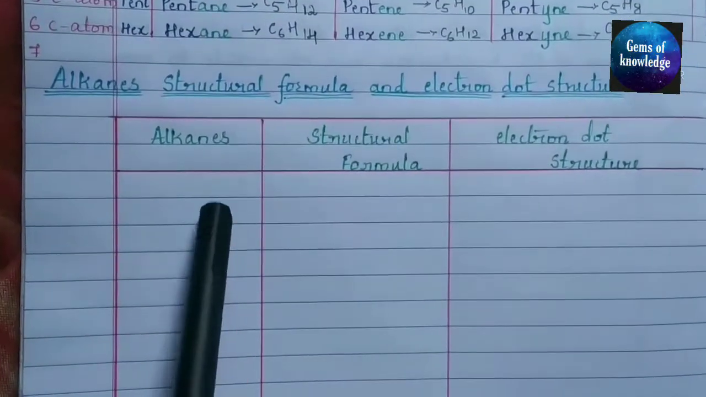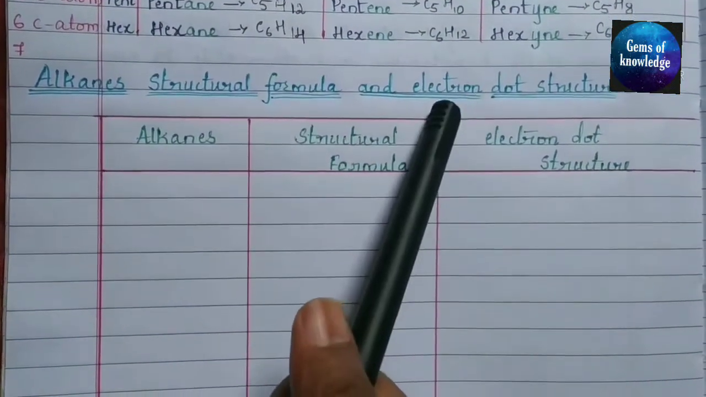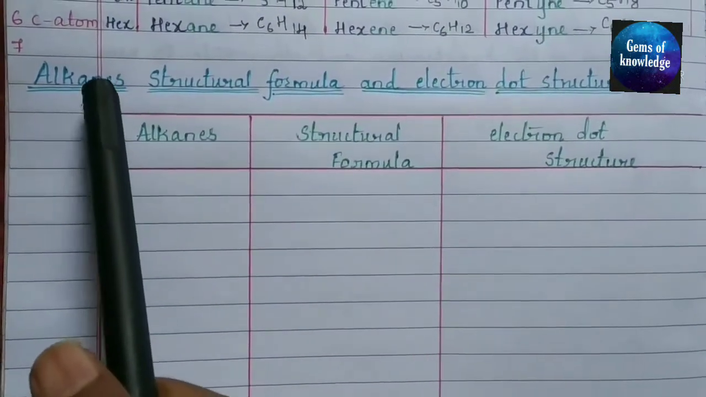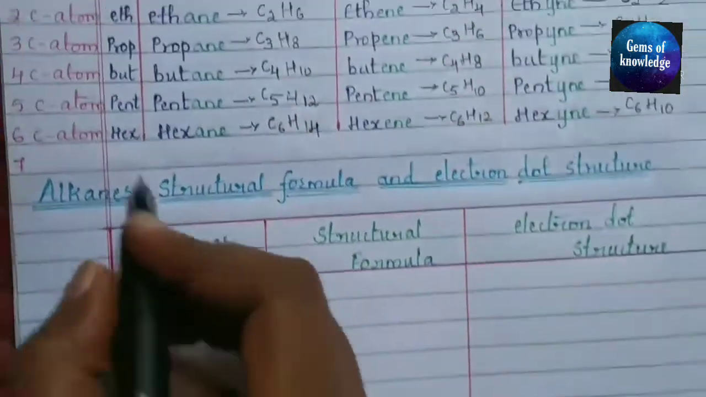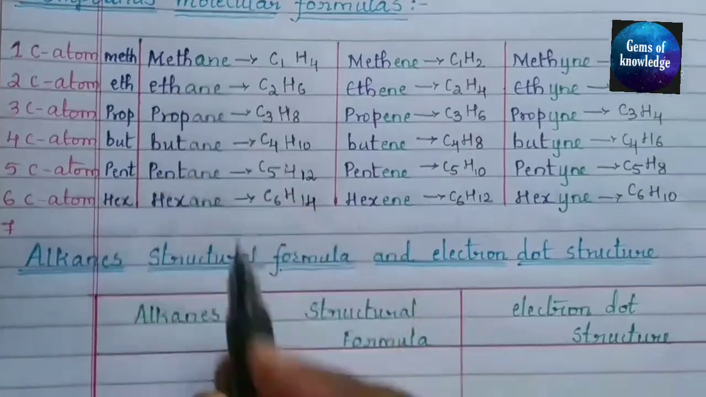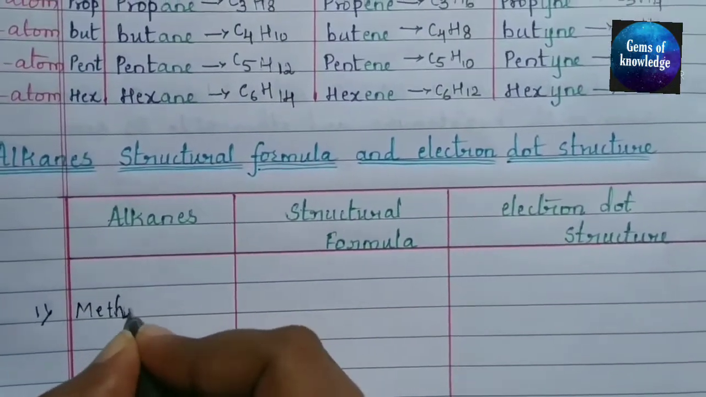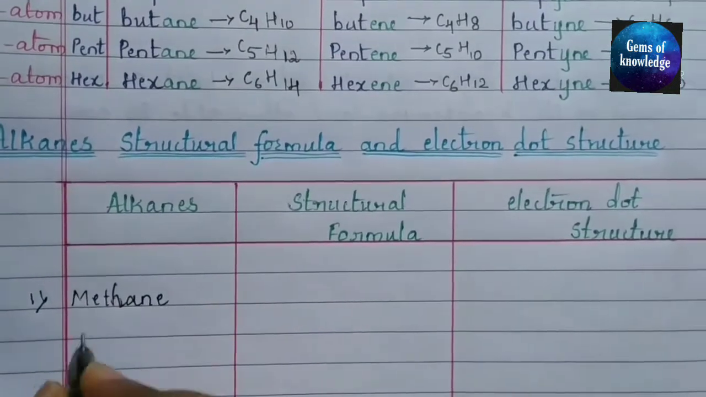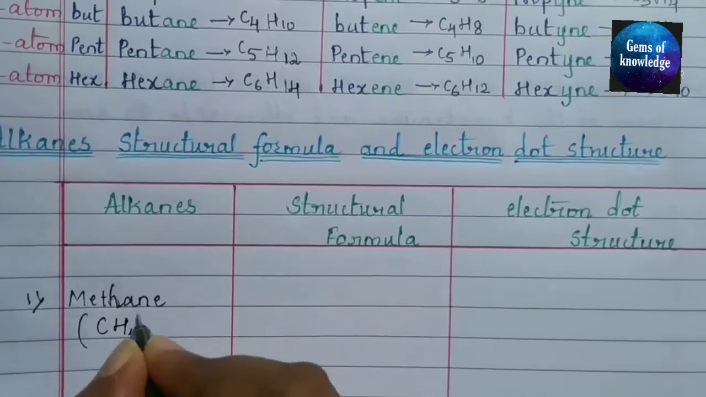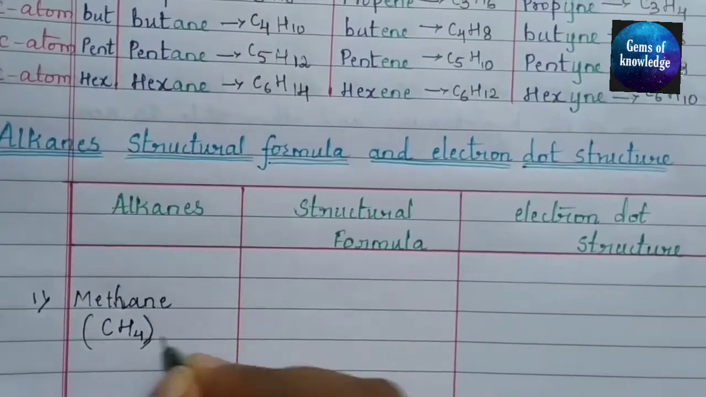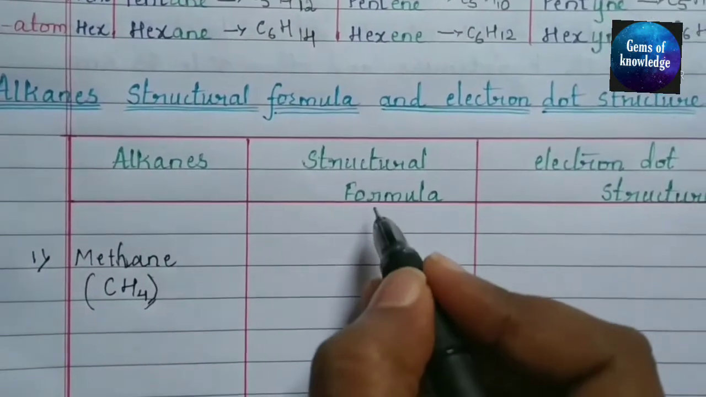Okay, then coming to the next one, here we will see how to write the structural formula and electron dot structure for all the alkanes. So here the first alkane we have studied is nothing but methane. Let us write methane. What was the molecular formula it is having? CH4. So let us see how to write the structural formula here.